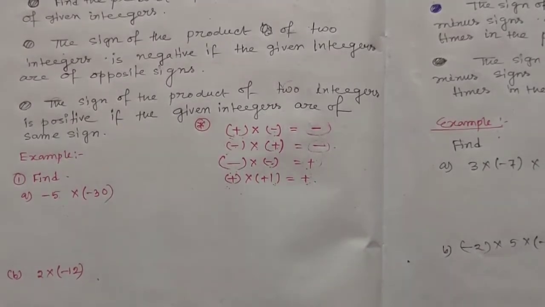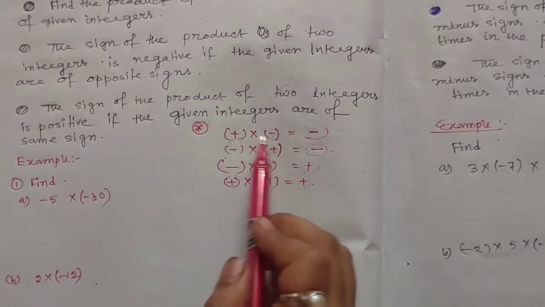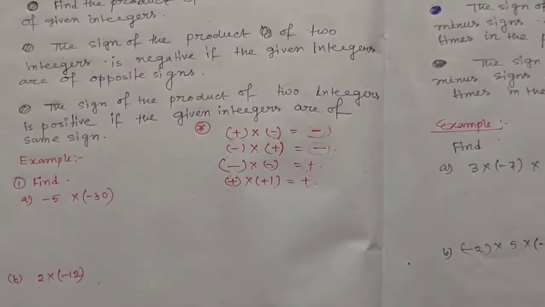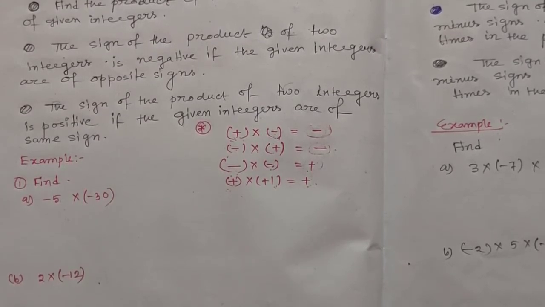So when we multiply two integers, if the signs are the same, we get plus; the sign of the product will be plus. And if the signs of the integers are of opposite sign, then we will get the sign of the product as minus.